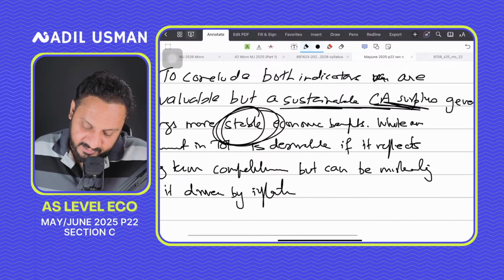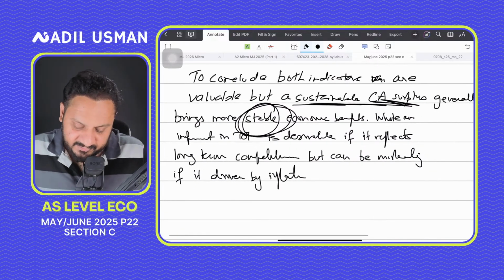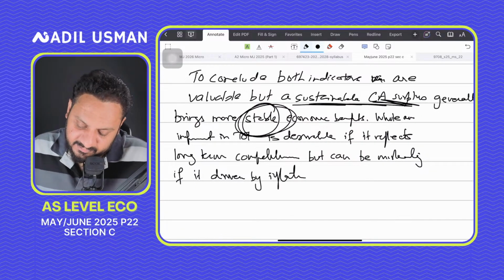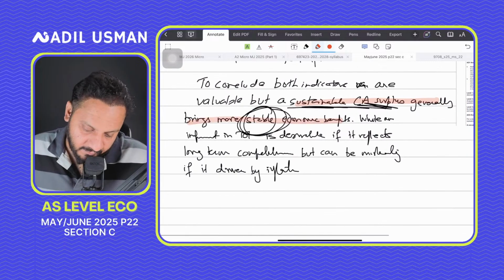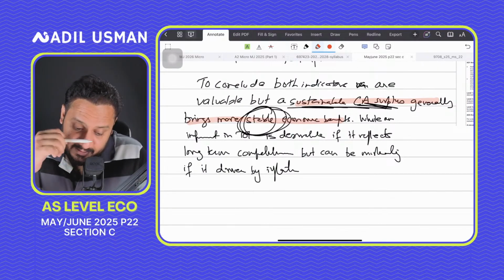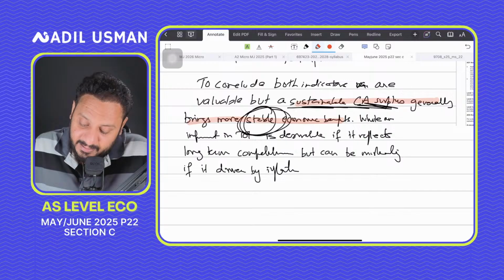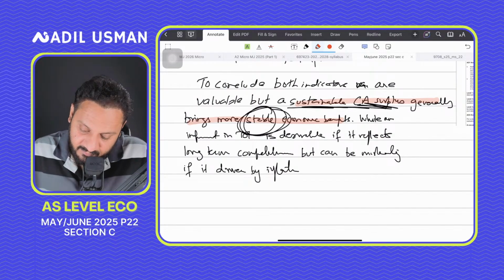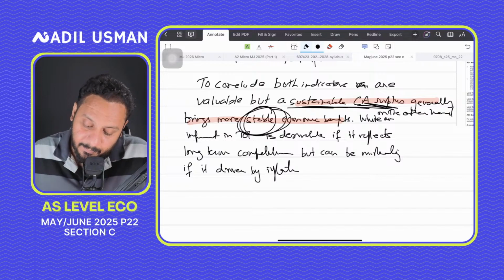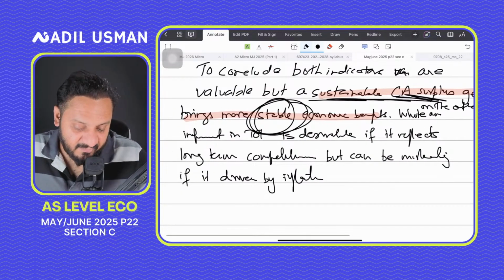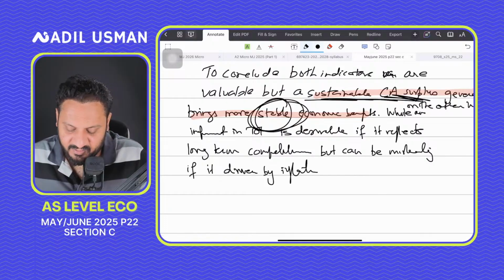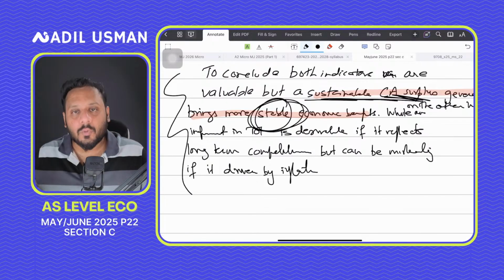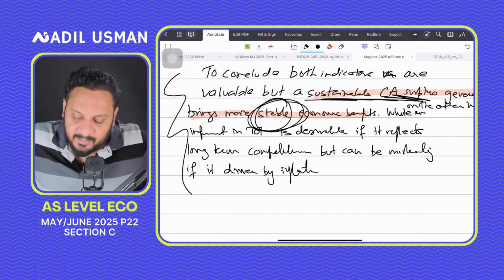What I've written is that, to conclude, both indicators are valuable, but a sustainable current account surplus generally brings more stable economic benefits, while on the other hand, an improved TOT is desirable if it reflects long-term competitiveness, but can be misleading if driven by inflation. So this is your conclusion basically. So you're saying that, fine.